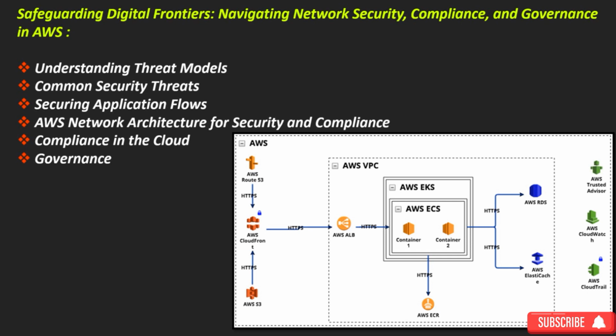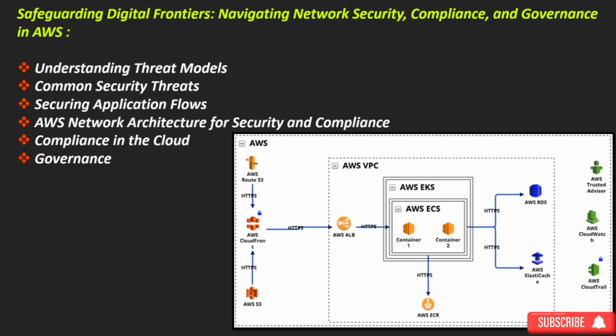According to governance, effective governance is the linchpin that holds together a secure and compliant network architecture. This part explains the governance practices within AWS, including the use of AWS Config for tracking changes, AWS CloudTrail for logging and monitoring, and AWS Organizations for managing multiple AWS accounts. By implementing robust governance strategies, organizations can maintain control and visibility across the AWS architecture.